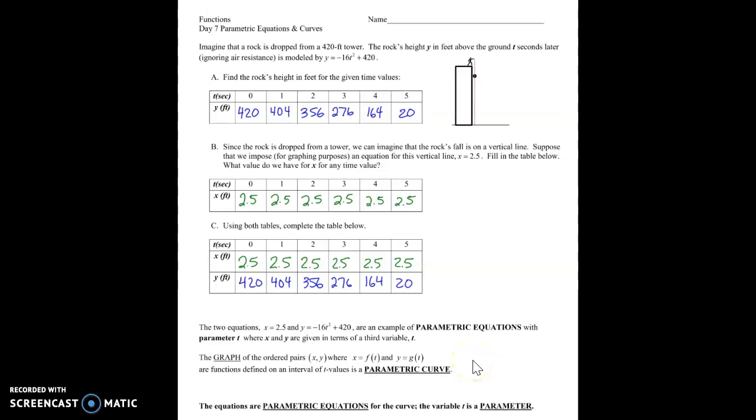Hello, welcome to Functions, Day 7. Today we're going to talk about parametric equations and curves. And so we're starting off with an example here.